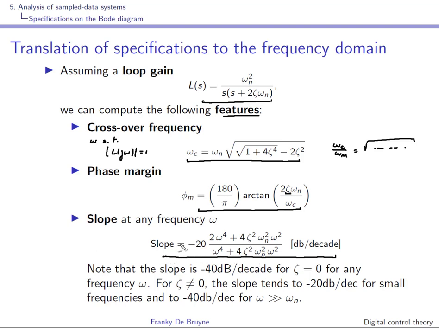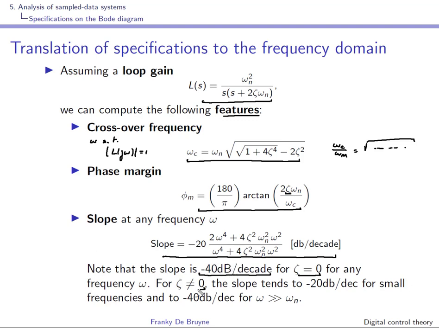You can kind of see that this formula makes sense. For that we'll take some special cases. The first special case is zeta is equal to 0. If you inject zeta is equal to 0 over here, you have a double integrator and you would expect a slope of minus 40 dB per decade. If you do so, zeta is equal to 0, these terms over here will disappear, the omega to the power 4 will simplify and you'll end up with minus 40 dB per decade, right?